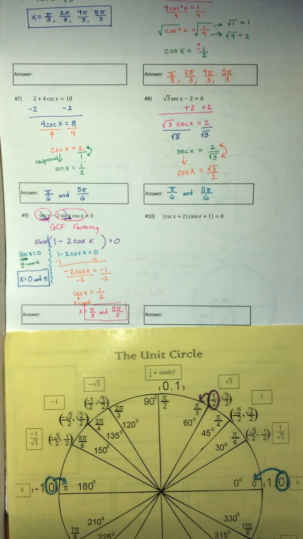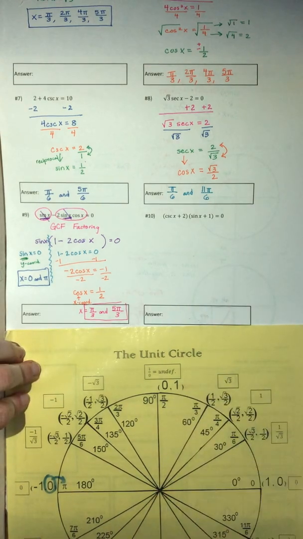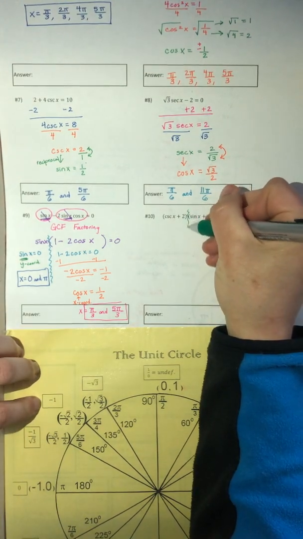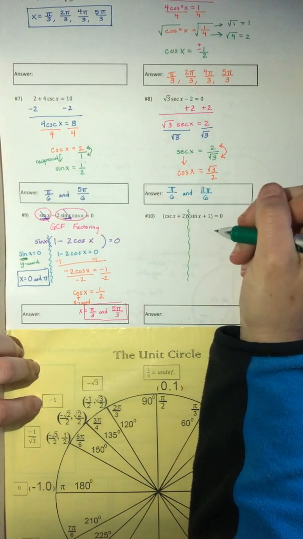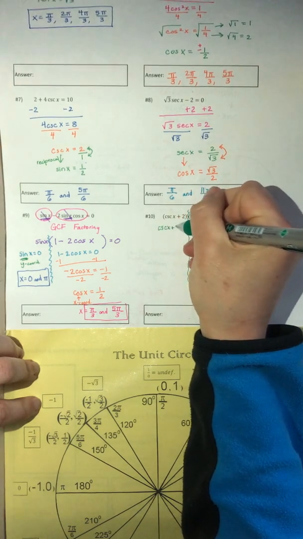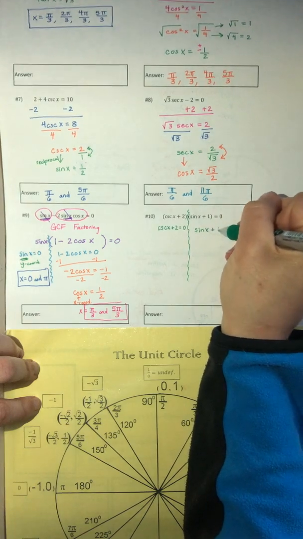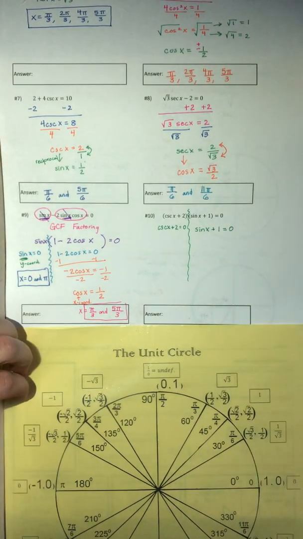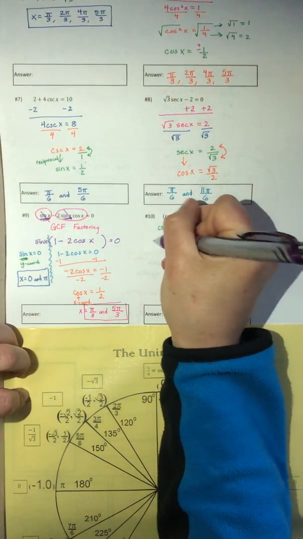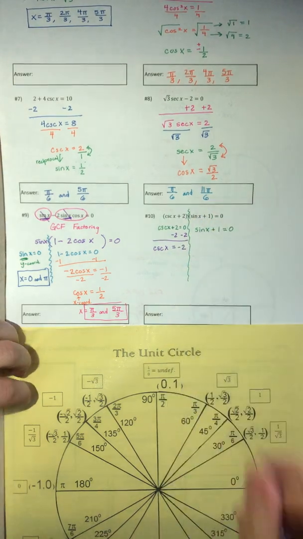Now the last one is already factored for you. I have things that are being multiplied together that equals 0. So I'm going to split it up and have each part equal to 0. So I have cosecant x plus 2 equals 0 and sine x plus 1 equals 0. And we're going to solve them separately. So I'm going to subtract 2 on both sides. I get cosecant x equals -2.